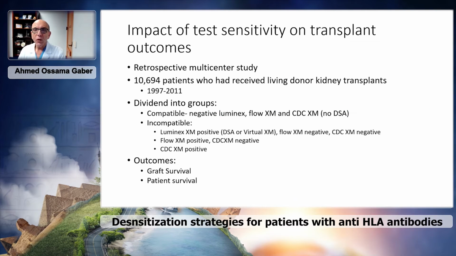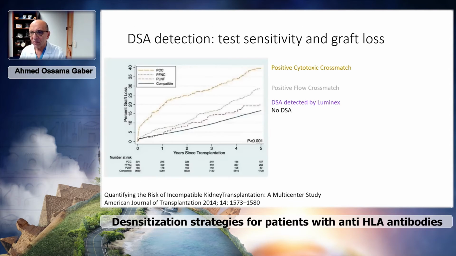So what is the impact of the test sensitivity? I've been talking to you about sensitivity and how you start from just knowing that you have antibodies with low MFIs, then the MFIs increase, now you have a positive flow cytometry cross-match, the channel shift can increase, and now you have a positive cytotoxic cross-match. This study has been done in about 10,000 patients. They divided them on their positivity, either by the Luminex, the flow cross-match, or the CDC, to look at the different sensitivities of the assay and the outcome of the transplant.